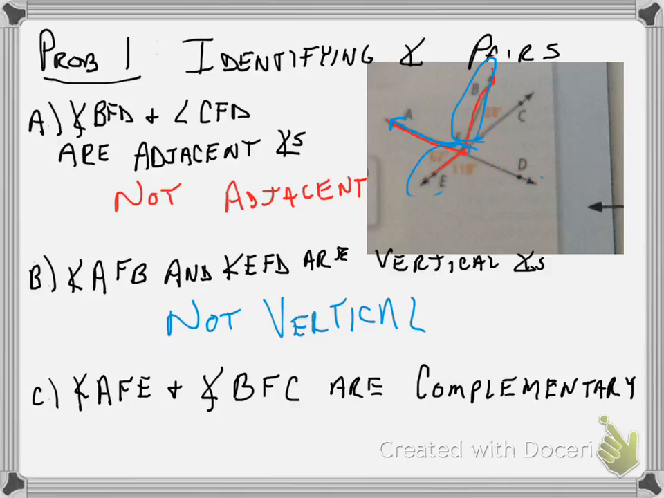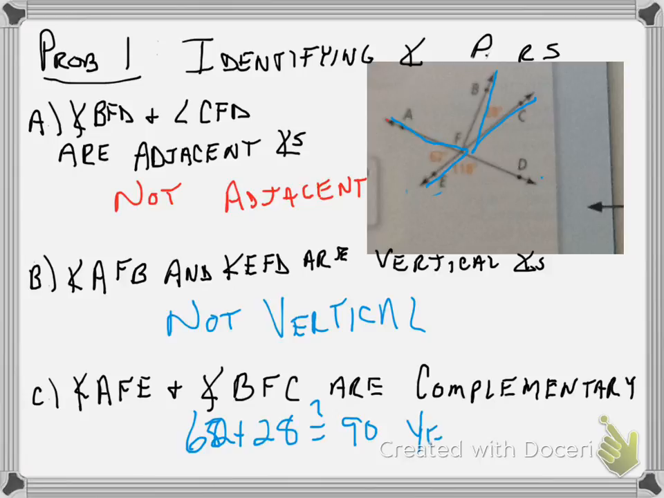Okay, the last part of this is angle AFE and angle BFC are complementary. So if we look at those two angles, angle AFE, which is 62 degrees, and BFC, which is 28 degrees. So is 62 degrees plus 28 degrees equal to 90 degrees? And of course the answer to that is yes. So they are complementary angles.